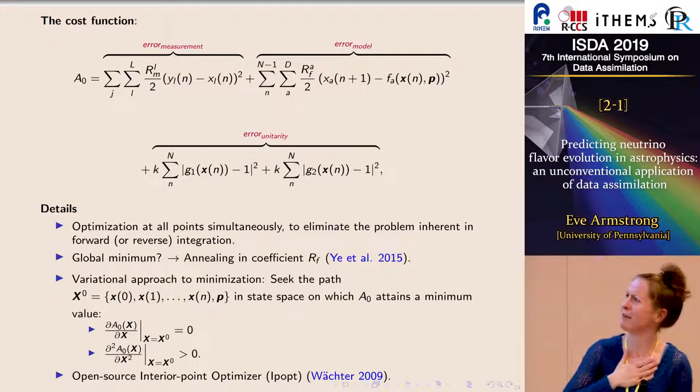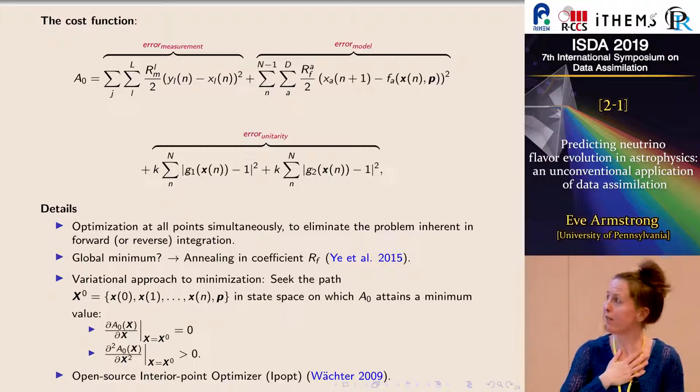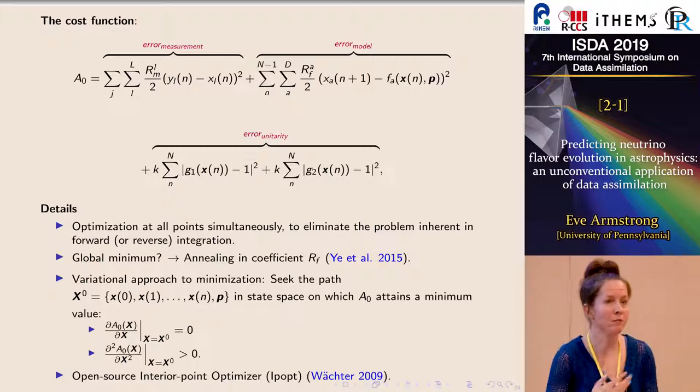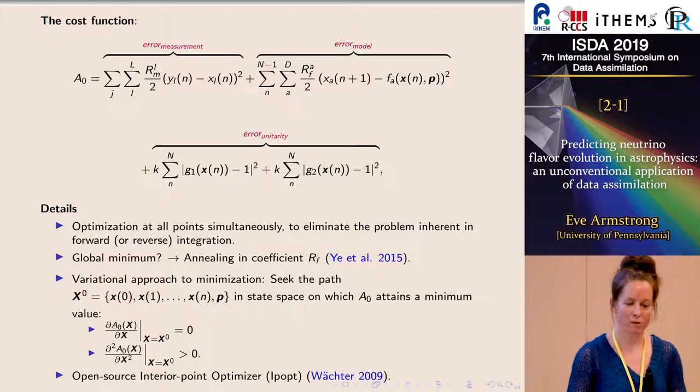Sorry, my voice is failing me. We use the variational approach to minimization. It's also been couched as a Monte Carlo method. And we use the open source interior point optimizer, which is freely available online. Henry's students created the interface to work with it.